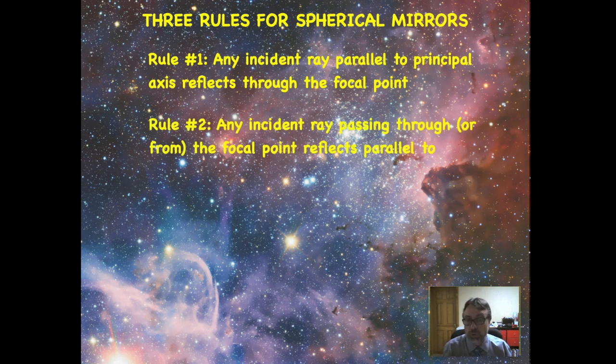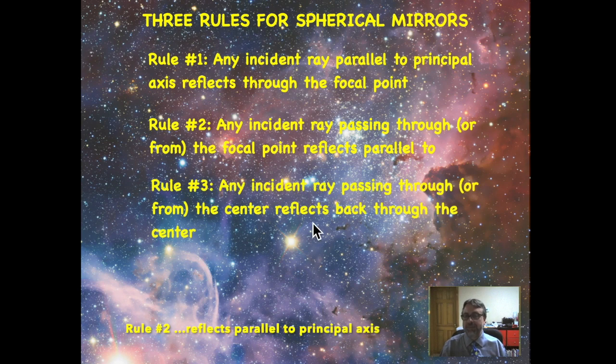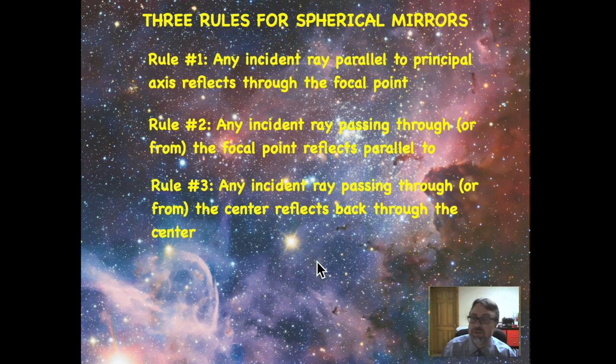Rule number 2, any incident ray passing through or from the focal point will reflect parallel to the principal axis. Sorry about the text getting chopped off there. So parallel to the principal axis. And then finally, rule number 3, any incident ray passing through or from the center reflects back through the center. That's all we need to figure out what our image will look like when using a spherical mirror.